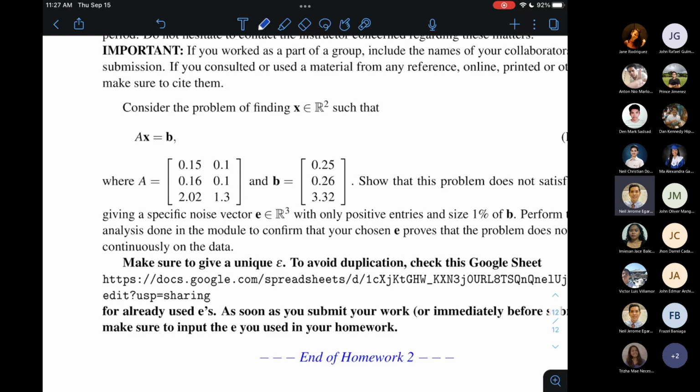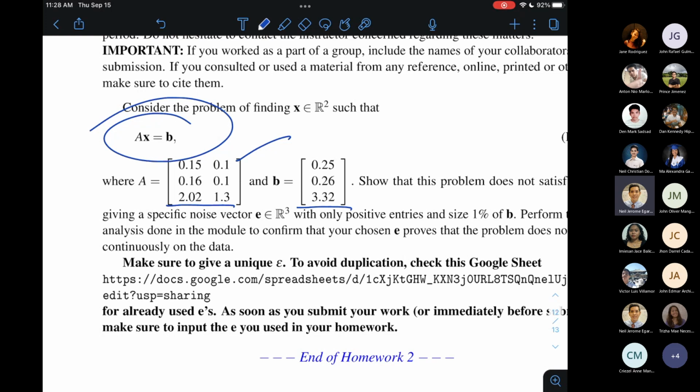Halos katulad din nung nandun sa example. Meron tayong inverse problem characterized by matrix A times vector X equals B, given si matrix A, given si vector B. All right? Hindi ko pa kasi na-discuss pala yung second example. Kasi nga pala hindi invertible tong matrix na to. So, lucky for you guys, kailangan kong i-postpone yung homework. Alright? So, hindi ko muna i-do yung homework kasi kailangan ko pang i-discuss yung pseudo-inverse.